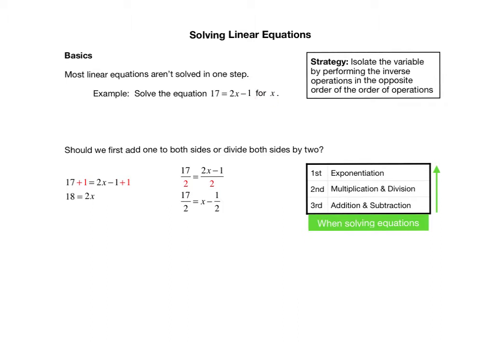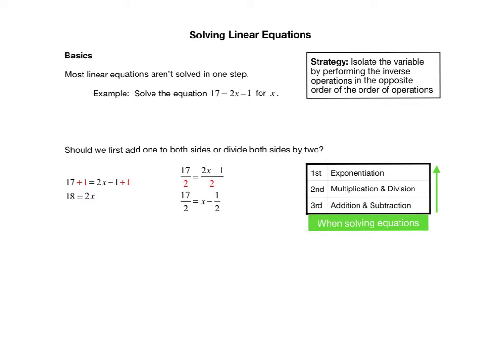So let's first identify what's happening to x in this particular equation. Notice that x is being multiplied by 2, and we're also then subtracting 1 from that. To undo multiplication by 2, we would need to do division by 2. To undo subtracting 1, we would need to add 1. Of course, we would need to do that to both sides to maintain the balance.